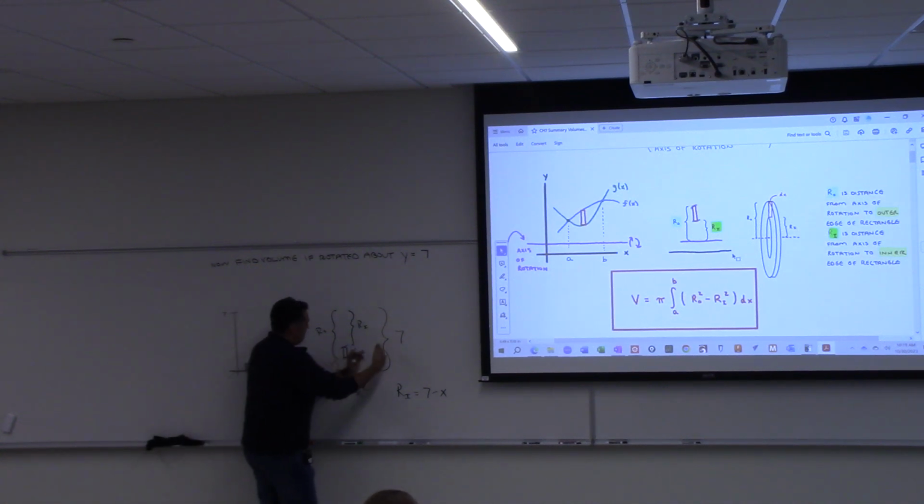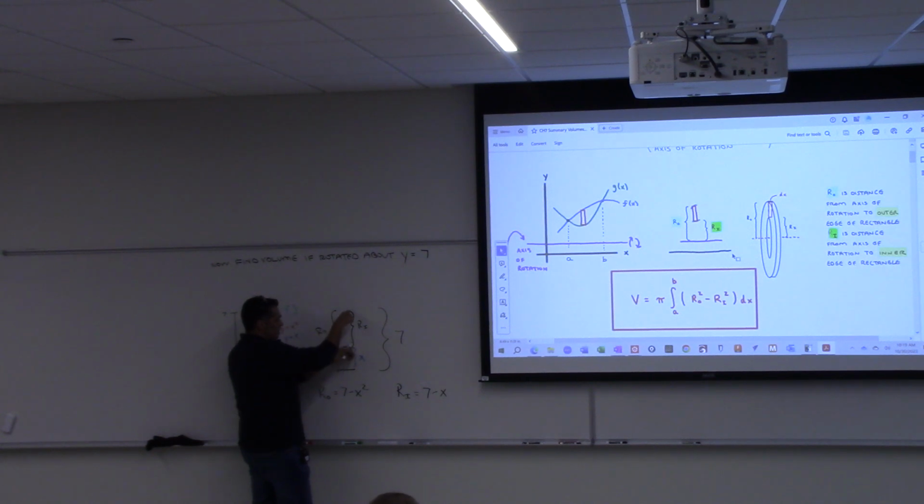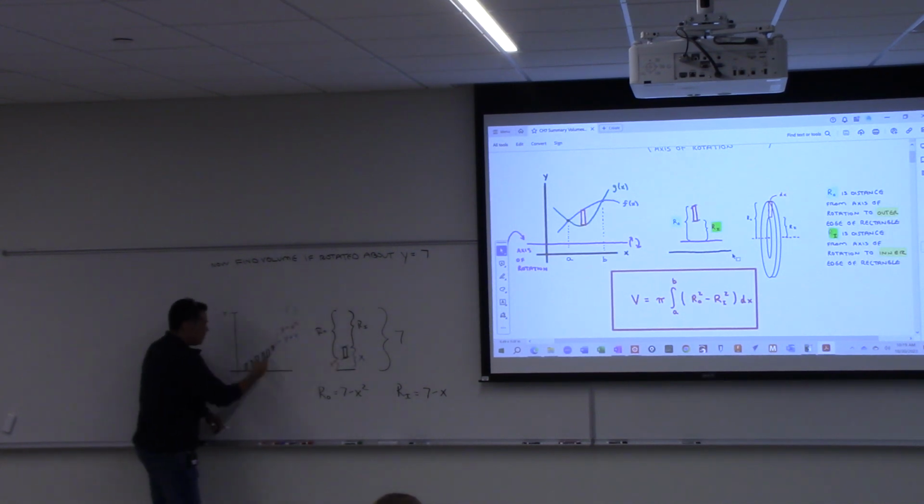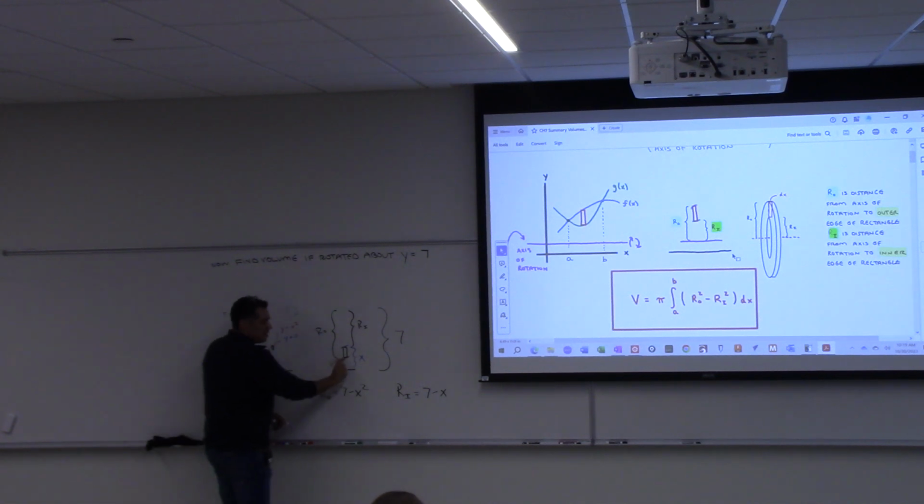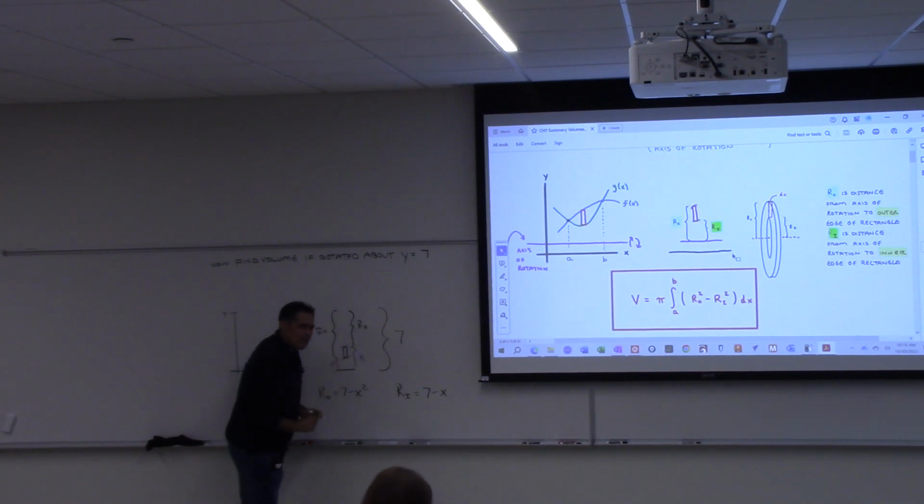So as you move around, this inner radius will always be dictated by this height right here. It'll be 7, take away that much, right? And that's x. Now the bottom edge is always the red one, right? And that distance is always x squared. So this outer radius is always dictated by that x squared, has to be subtracted from 7 as you move across. Does that help at all or no?